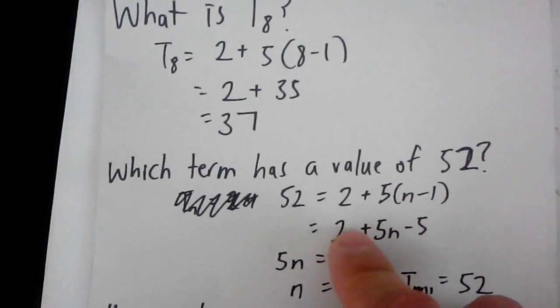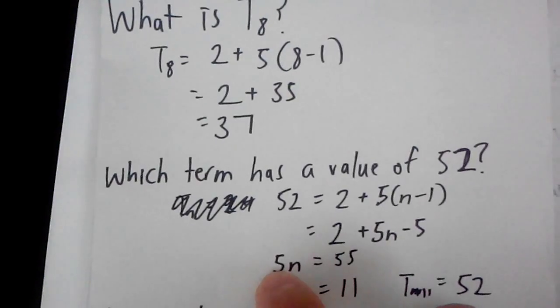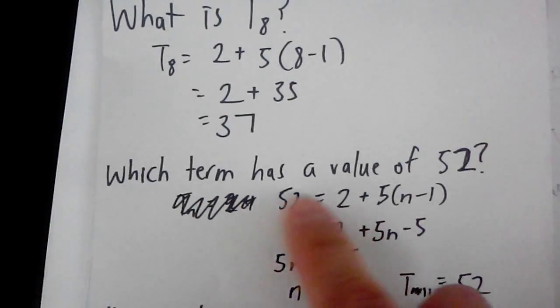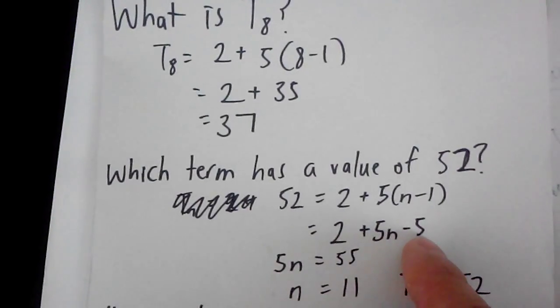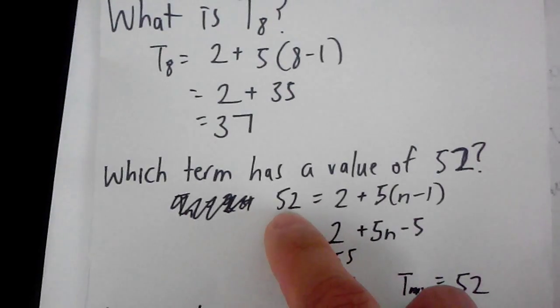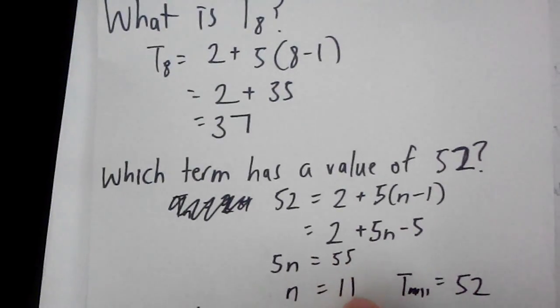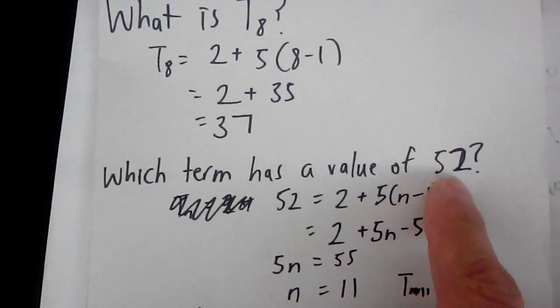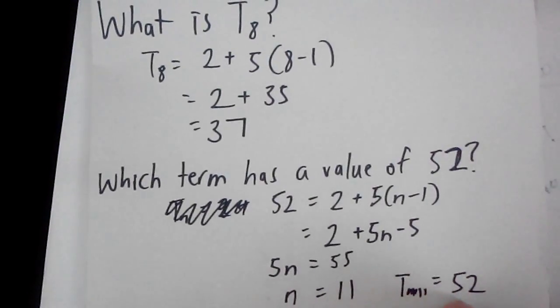If we expand that, we get 2 plus 5n minus 5. And we'll find that 5n equals 55 when we rearrange numbers. It will be 5n here. 2 minus 5 equals negative 3. Okay, move that to the other side, then we add 3. So it equals 55. We divide both sides by 5, and we get n equals 11. That means T11 equals 52.